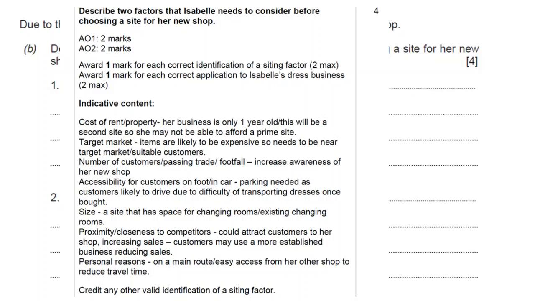So you're saying size of the site, but then specifically saying why she would need to think about the size of her site, and that's where you're getting the AO2 mark. So you're bringing it into the actual scenario. It could be competitive proximity, closeness to competitors. Is she going to be too close to other wedding dress shops or prom shops? Is there personal reasons, on the main route, easy access from her other shop to reduce travel time potentially? You would have got credit for any other credible answer, but again, you have to make sure that you're bringing it to Isabel's shop.